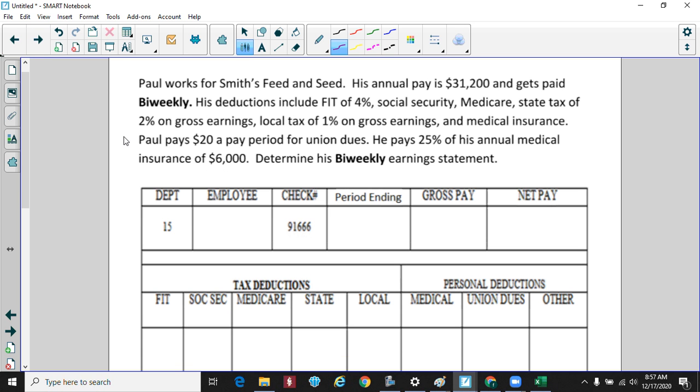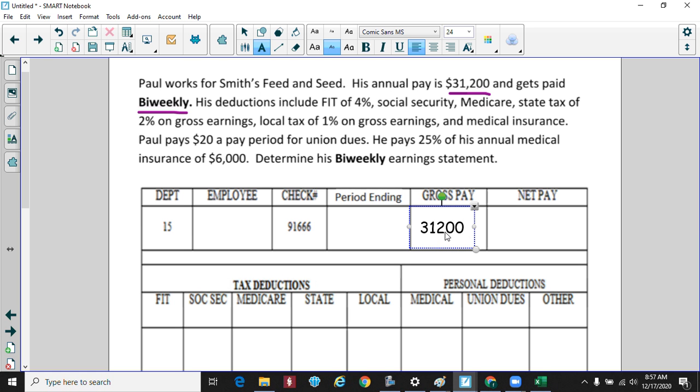All right, so Paul works for Smith's Feed and Seed. His annual pay is $31,200, and then he gets paid biweekly. Now, this is where a lot of students screw up. The first thing they do is say, "Oh, gross pay is $31,200." That's what they do, because they just see a number and they plug it into the actual pay stub.